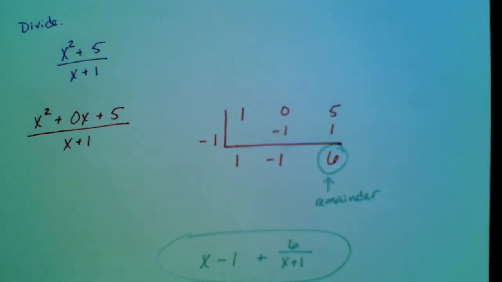There will be many more examples of synthetic division when you watch the Finding Zeros of Polynomial Functions example.